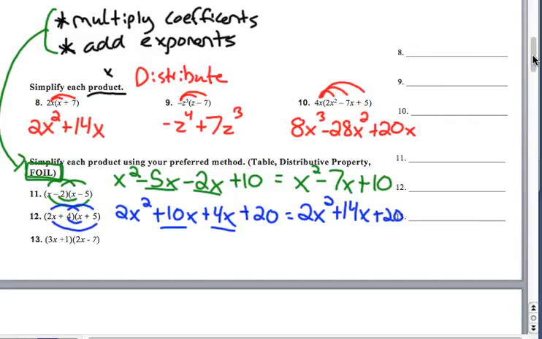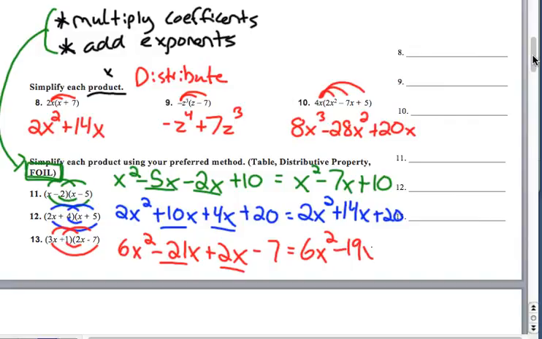And then the last one, 3x times 2x is going to be 6x squared. 3x times negative 7 is a negative 21x. 1 times 2x is a positive 2x. 1 times negative 7 is minus 7. Then, of course, last step, we want to combine those like terms and get that as our final answer.